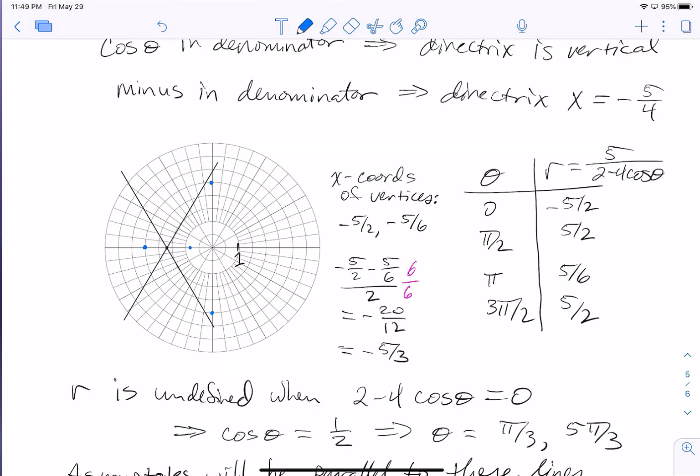And now I'm ready to draw the branches of the hyperbola. They start at the vertex, they go out to one of the points that we plotted, and then become asymptotic with these asymptotes. And there we have it.